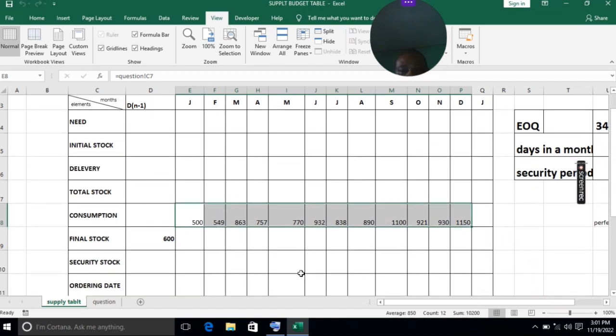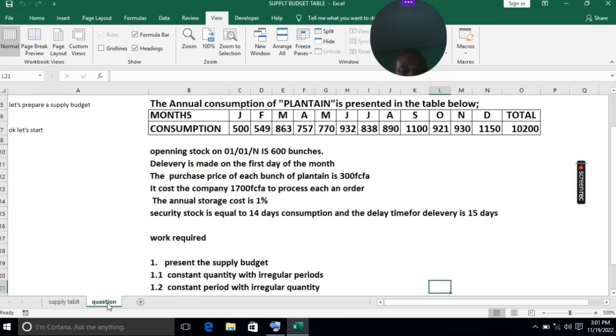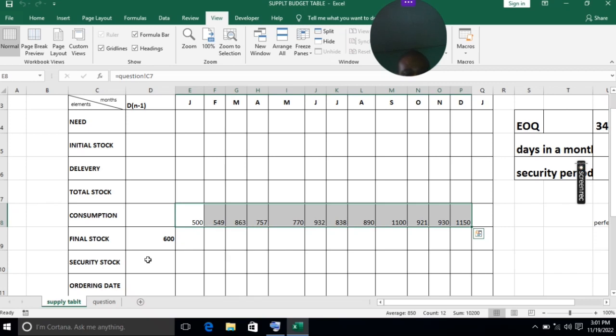Security stock is given in the question as 14 days consumption. So security stock in December N-1 will be 14 days consumption of January, and consumption in January is 500.